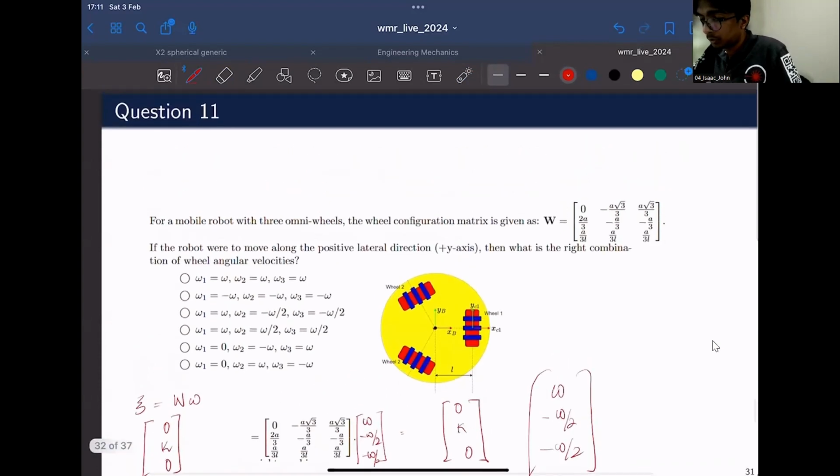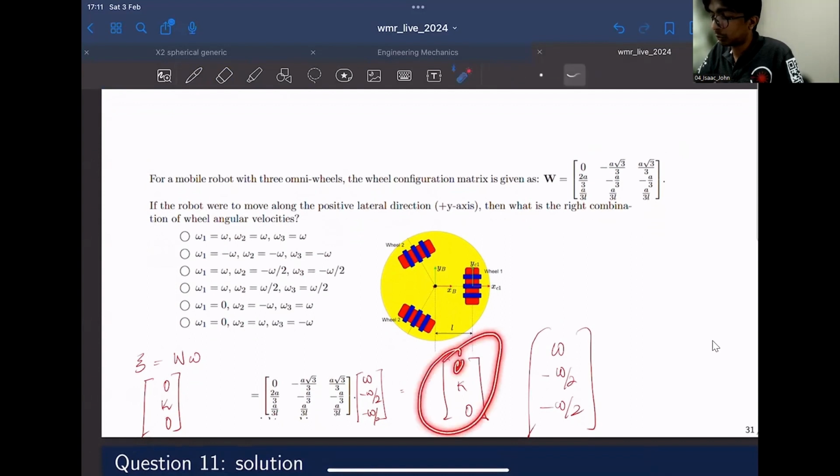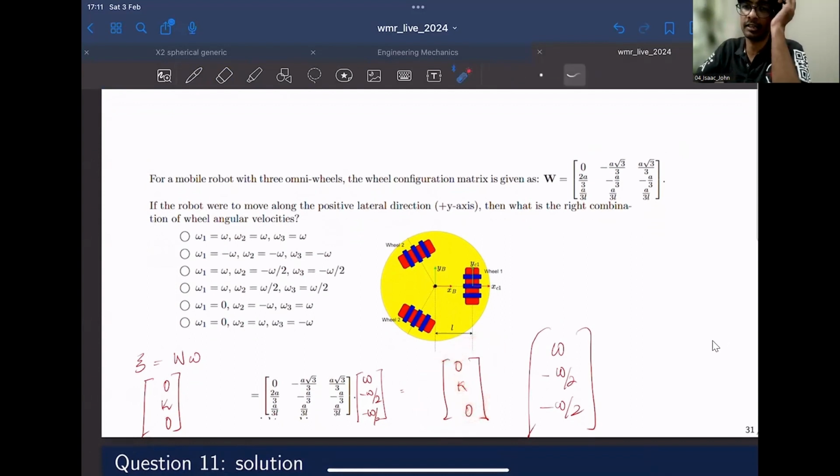I hope you all agree with that option. If you multiply this with this, we'll get a vector similar to this, 0, k, 0, because that is precisely what we want in order for the robot to move along the positive direction.